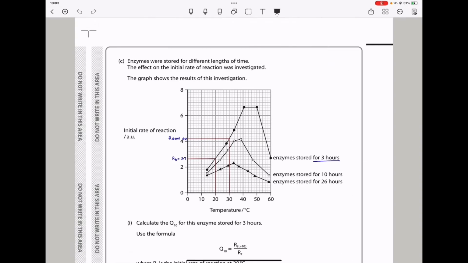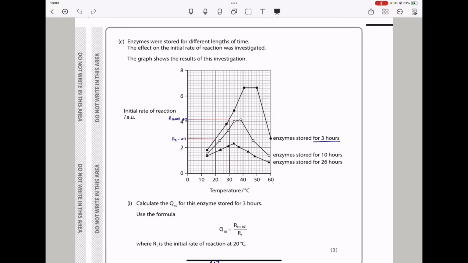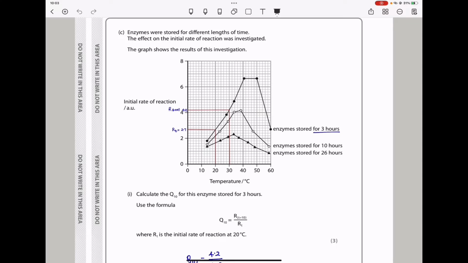Moving on. In part C, enzymes were stored for different lengths of time. The effect on the initial rate of reaction was investigated. The graphs show the results of this investigation. So we have on the vertical axis initial rate of reaction, and on the horizontal axis we have temperature.